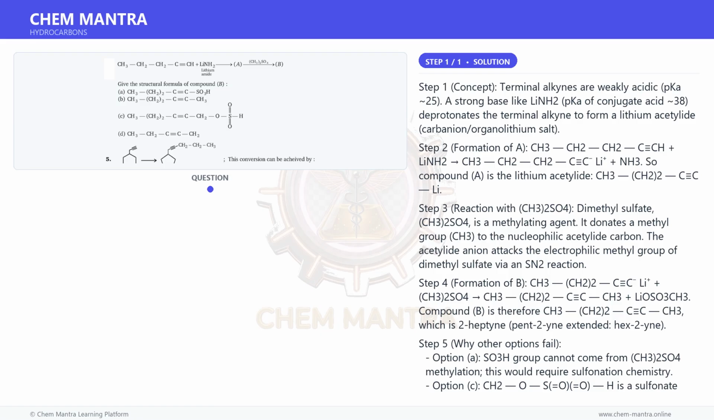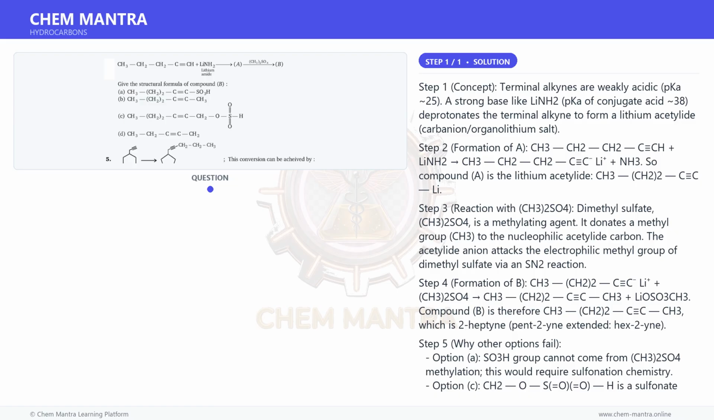Step 3. Reaction with (CH3)2SO4, dimethyl sulfate. (CH3)2SO4 is a methylating agent. It donates a methyl group, CH3, to the nucleophilic acetylide carbon. The acetylide anion attacks the electrophilic methyl group of dimethyl sulfate via an SN2 reaction.